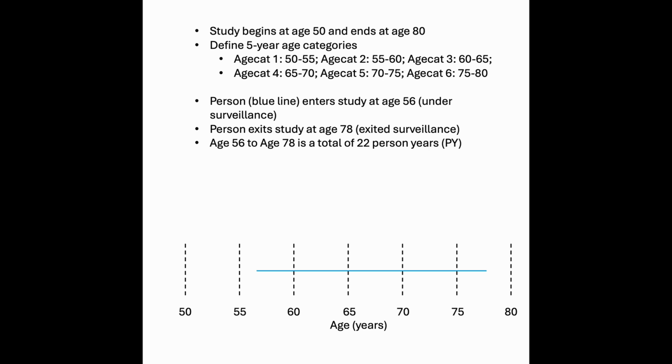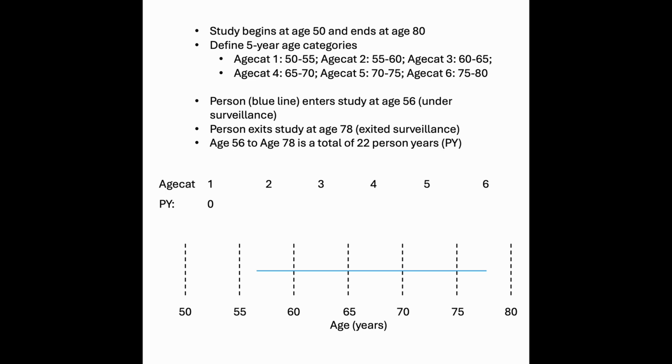On the age scale at the bottom, the blue line represents a person who entered the study here at age 56 and accumulates person time until they reach 78 when they exit the study. Between ages 56 and 78, there's a total of 22 person years. Those person years are accumulated into defined age categories as shown.